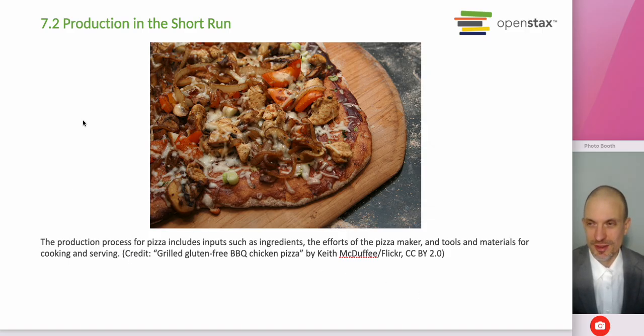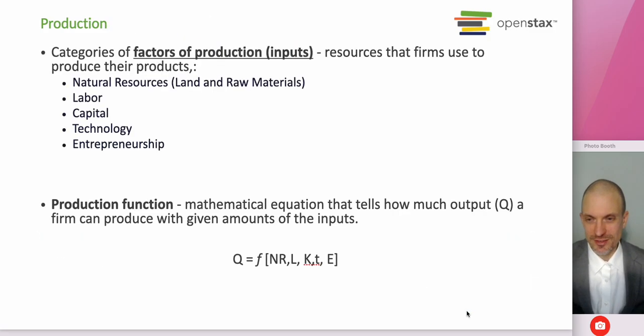Okay, so production in the short run. The production process for pizza includes inputs like ingredients, effort of the pizza maker, tools, and materials for cooking and serving, right? All right. Categories of factors of production, inputs. These are resources the firm uses to produce their products: natural resources, land, labor, capital, technology, and entrepreneurship is an important production input. The production function is a mathematical equation that tells how much output you can produce with given amounts of inputs. We don't actually do much with the production function in this class, in this text.